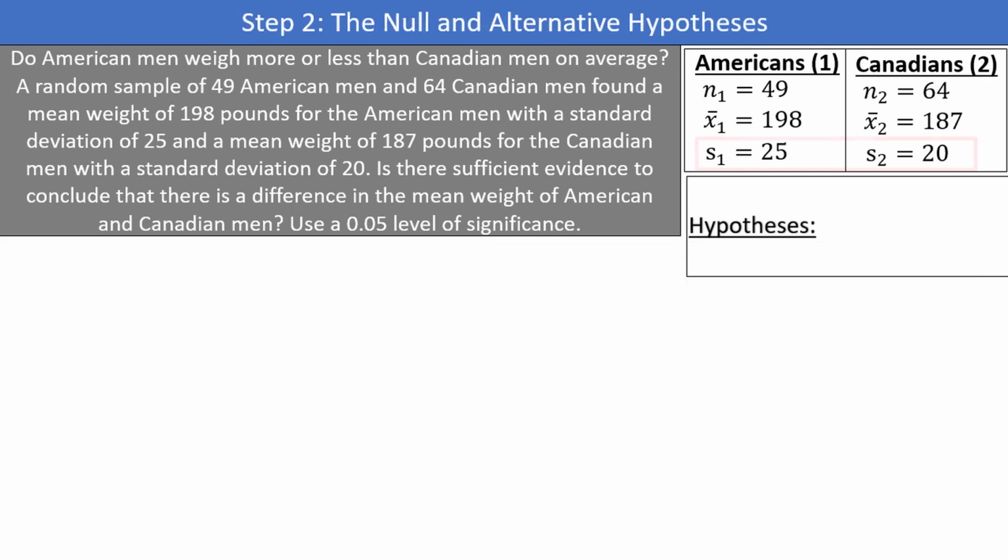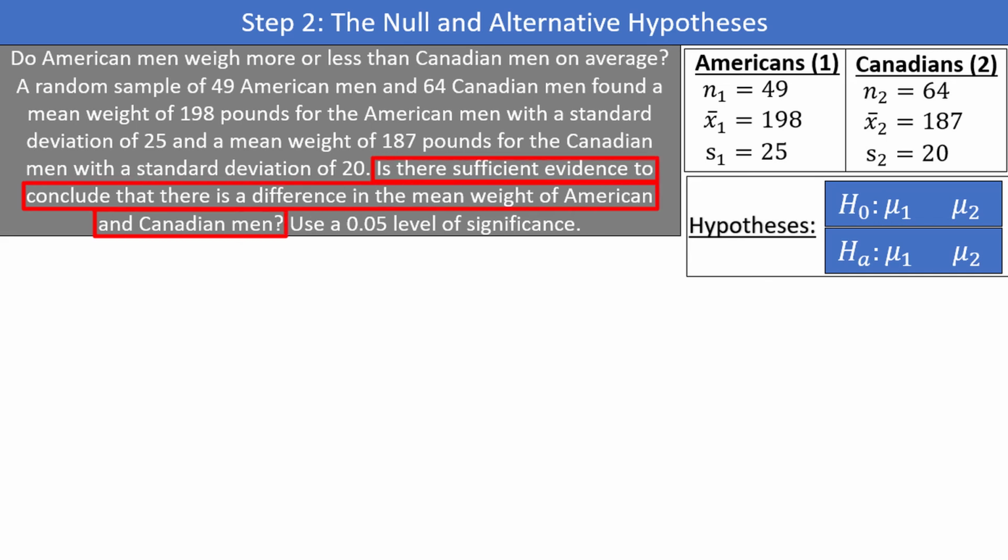Step 2. The null and alternative hypotheses. For the difference of two population means, the null and alternative hypotheses contain mu1 and mu2 with some symbol in the middle, which we will determine based on the wording in the problem. If we reread the given information, we see the research question is whether or not there is a difference in the mean weight of American and Canadian men. Nowhere in the given information is there a suggestion that the mean of one population is greater or less than the other, so therefore we have a two-tailed test, meaning we need to have not equal to in the alternative hypothesis and equal to in the null hypothesis.